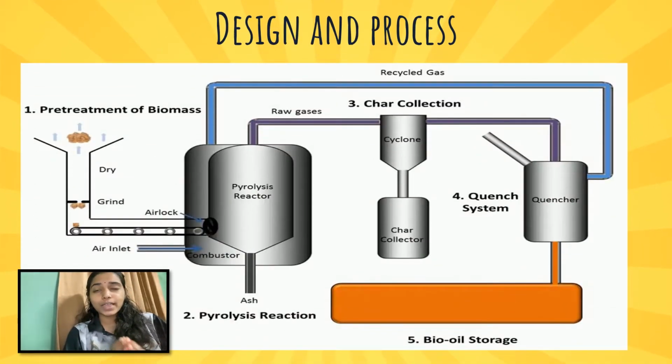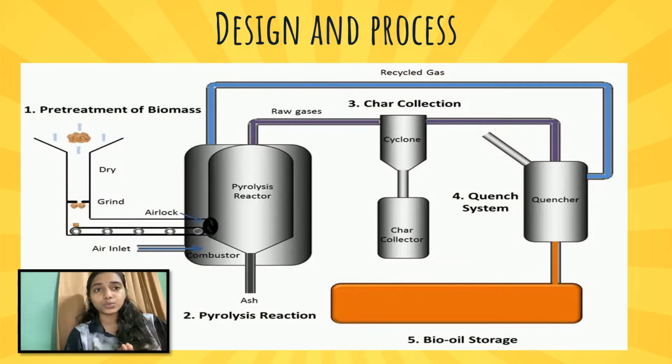Moving on to the design of this technology. The steps involved in pyrolysis are 5 steps. The first step would be pre-treatment of biomass. The second step will be pyrolysis reaction. The third step is char collection. Fourth will be the quench system, and the last step would be bio-oil storage.